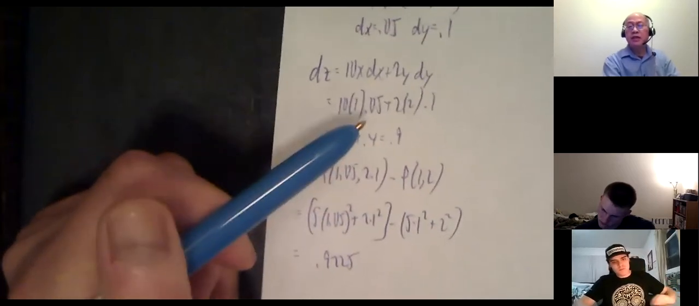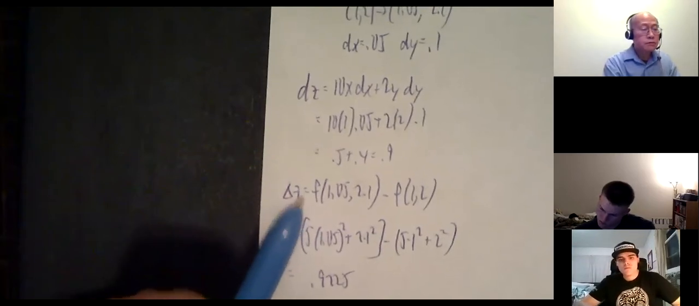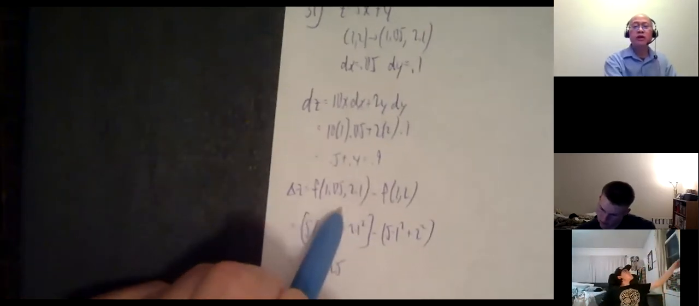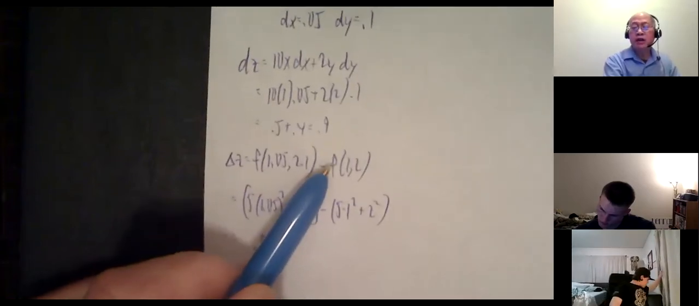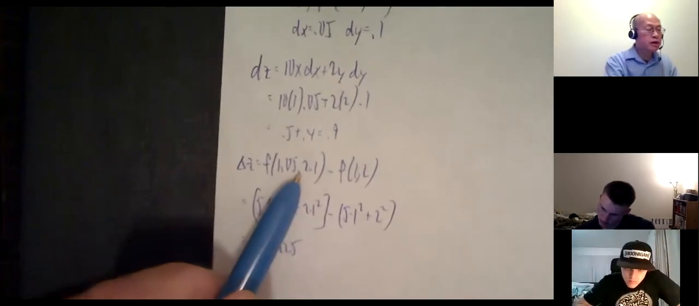The calculations are very easy because it's all linear. Harder is to find the actual delta z. Well, that's the actual function value at 1.05, 2.1 minus the actual function value at 1, 2. So f of 1.05, 2.1, I plug it into here.